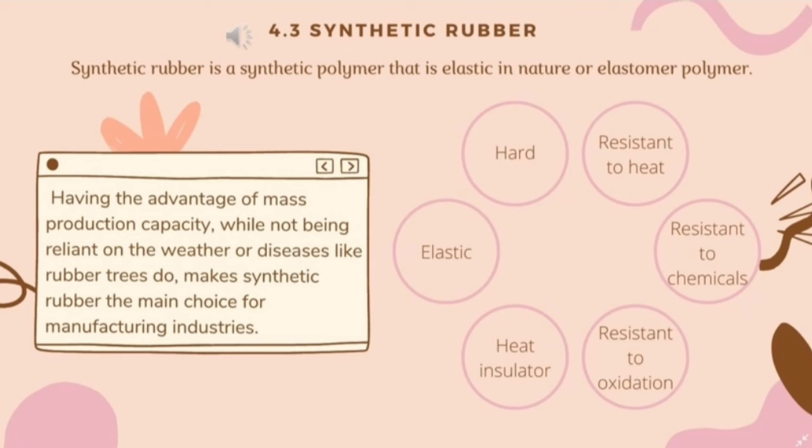Now, the characteristics of synthetic rubber are hard, resistant to heat, elastic, resistant to chemicals, heat insulator, and the last one is resistant to oxidation.